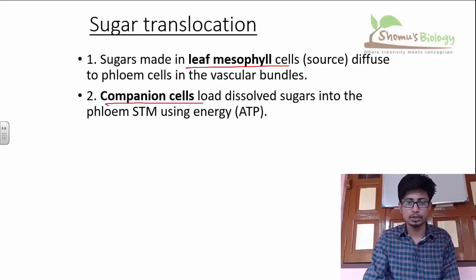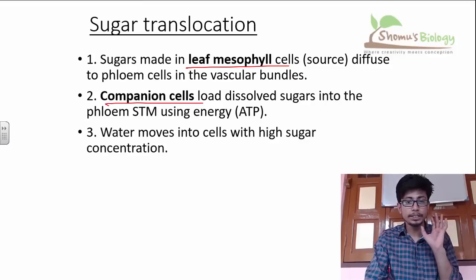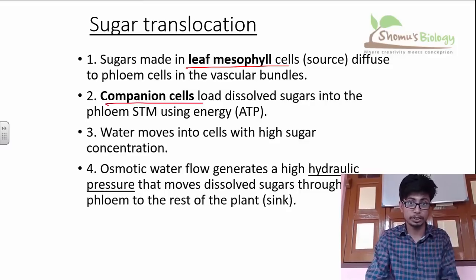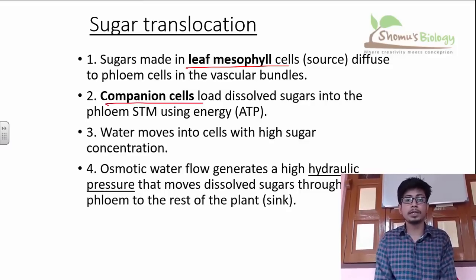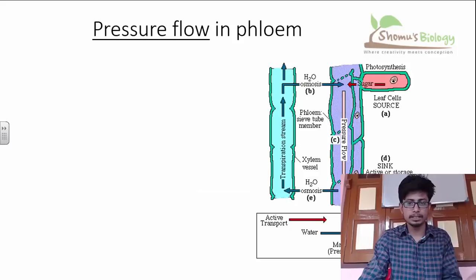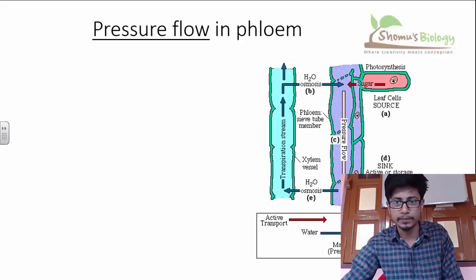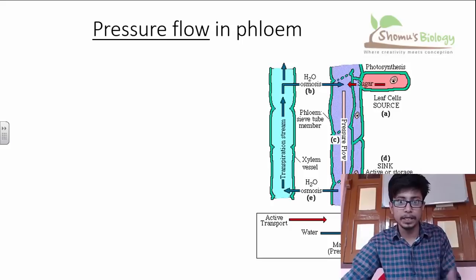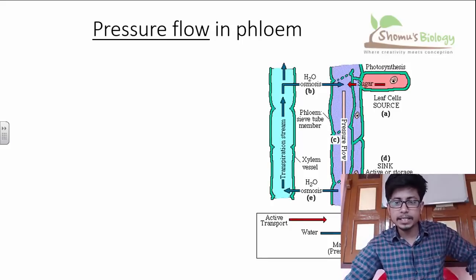ATP acts as an energy source to deliver it, and water moves into the cell with high sugar concentration due to osmosis. Let's look at it in much more detail in this picture. You see, this is the transportation pull. As a result, a pressure builds up and water slowly starts to move through the xylem up to the top of the plant. On the other hand, sugars are produced in these leaf cells, through which sugars are distributed towards those companion cells.